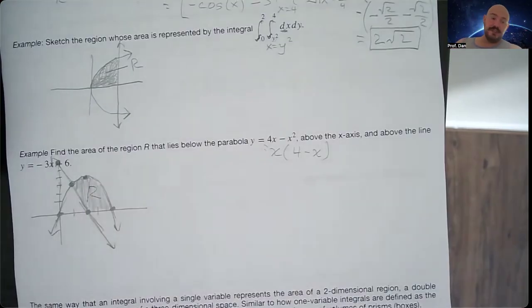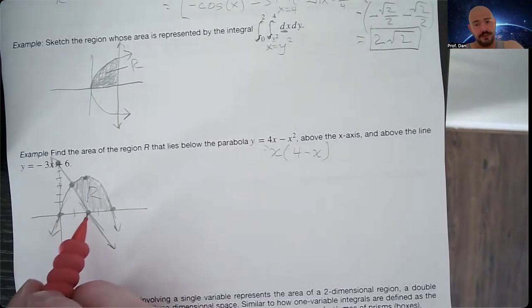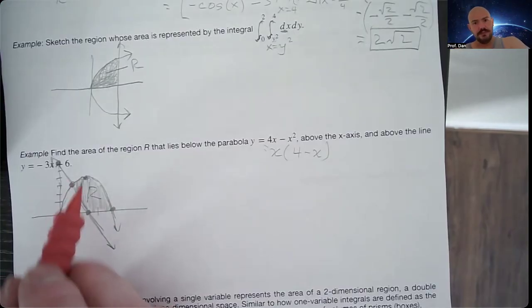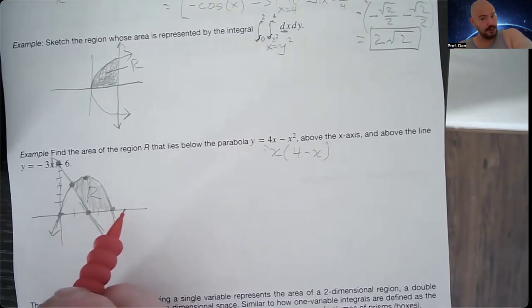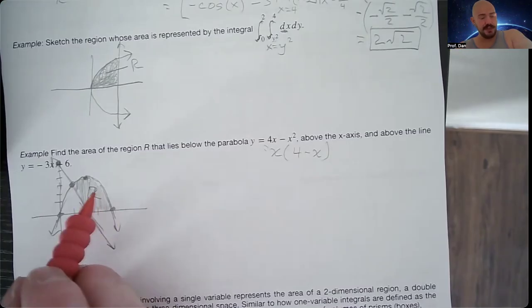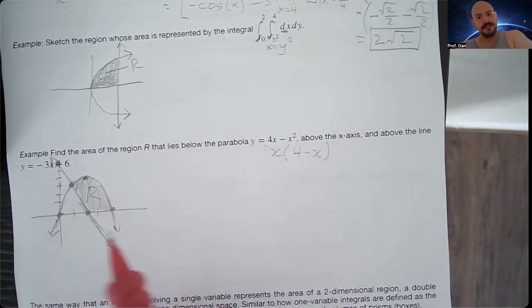All right, which means that we are going to have to split this into 2 pieces, because if x is between 1 and 2, then our top is going to be the parabola, our bottom is going to be the line. But if x is between 2 and 4, then the top will be the parabola, but the bottom will not be the line, it'll be the x-axis, 0.